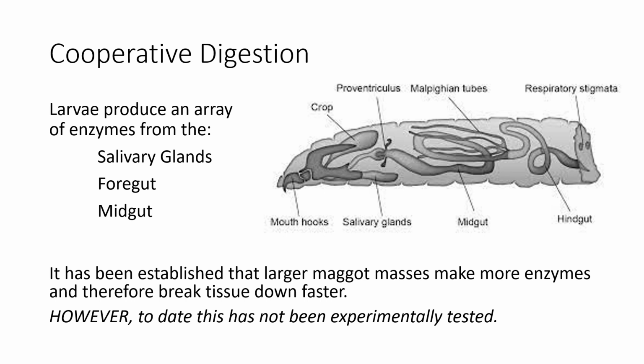We also know that while you have larger maggot masses, you're going to have more enzymes, and then you're going to have faster breakdown of the tissues and faster consumption. The issue with this is while we understand it, you can observe it, no one's really empirically tested this. So we know it from observation, but we don't have a way to actually quantify that.